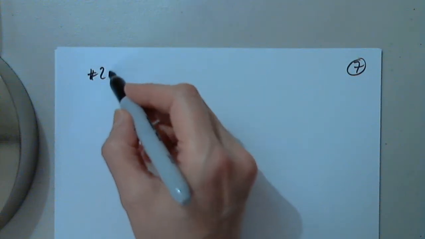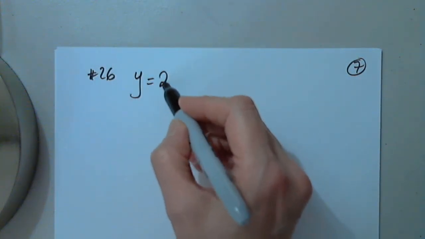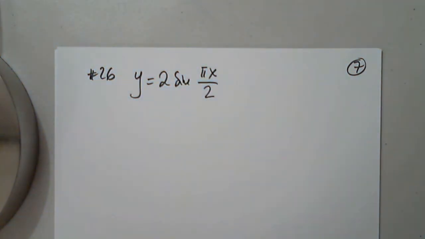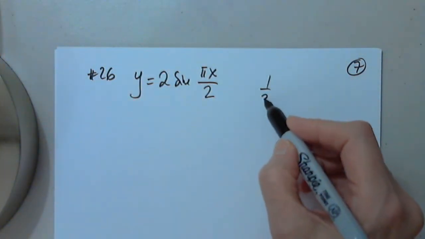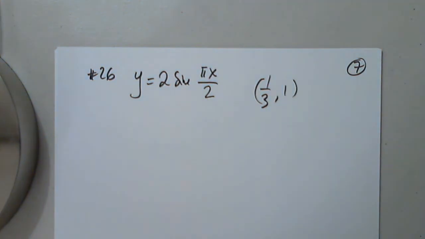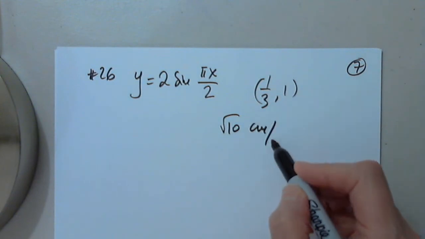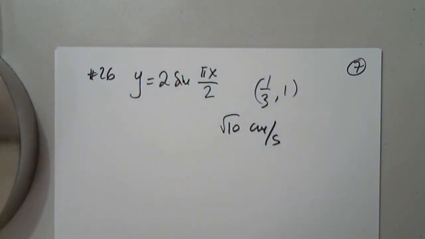This is 26. Y equals 2 sine pi x over 2. As the particle passes through the point 1/3, 1, its x coordinate increases at a rate of the square root of 10 centimeters per second. I'll stop and you tell me what this means.